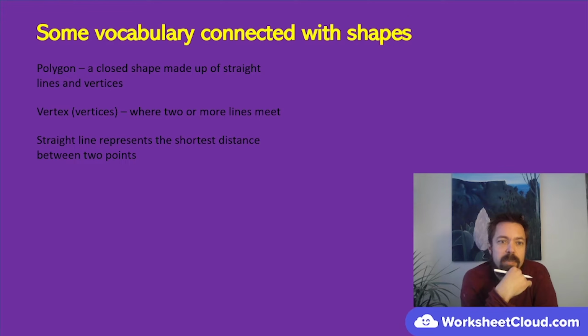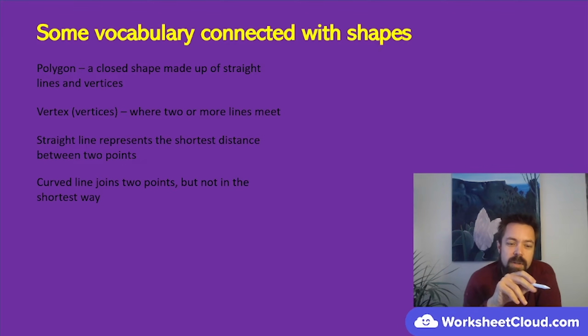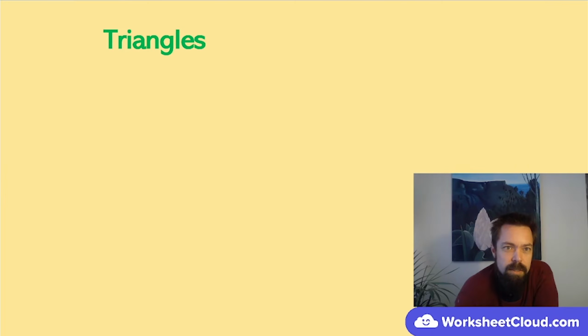A straight line is basically the shortest distance between any two points. If you think about it, if you take any longer, then your line won't be straight anymore. A curved line joins those two points, but it isn't the shortest way. So at some point it's going in a slightly bent way. If you've got two points and you're not using the shortest distance, then it will be a curve.